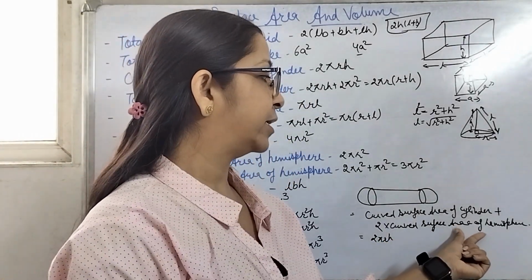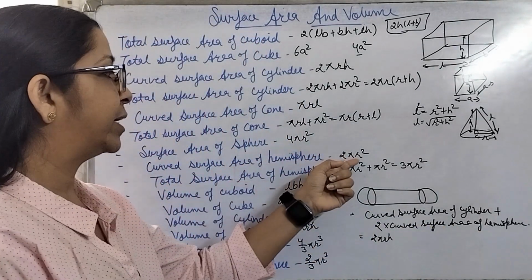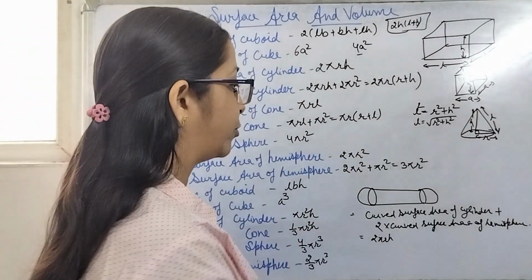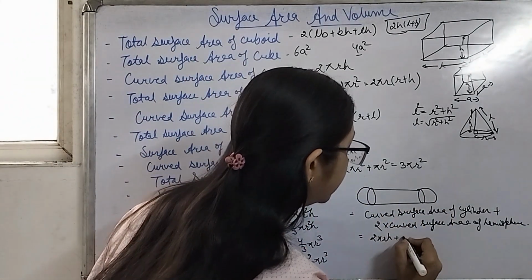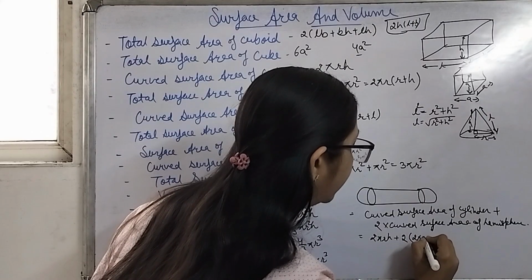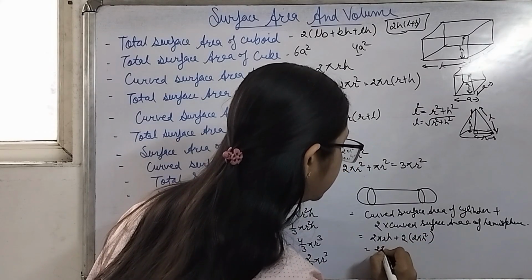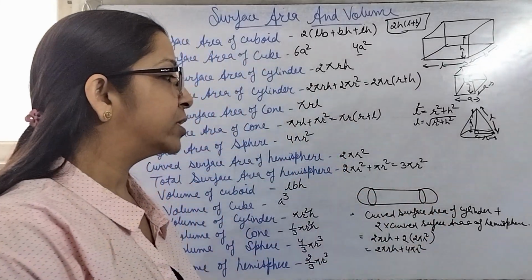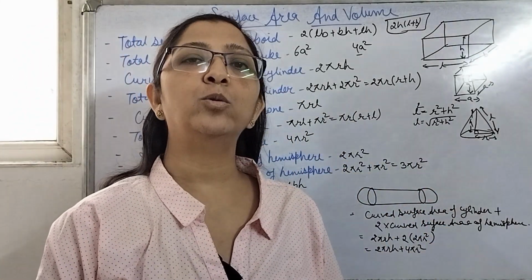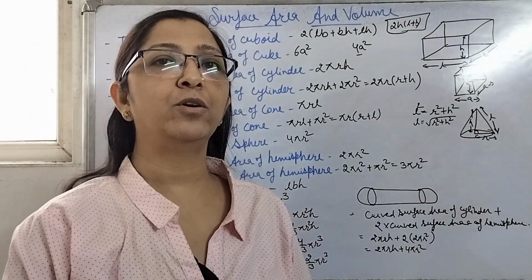And curved surface area of hemisphere, just now we have seen it is 2 pi r square, but because there are two hemispheres, we will be taking plus 2 multiplied by 2 pi r square. That will give us the total surface area of the given solid. So this is how we will be finding the total surface area of the combination of figures.